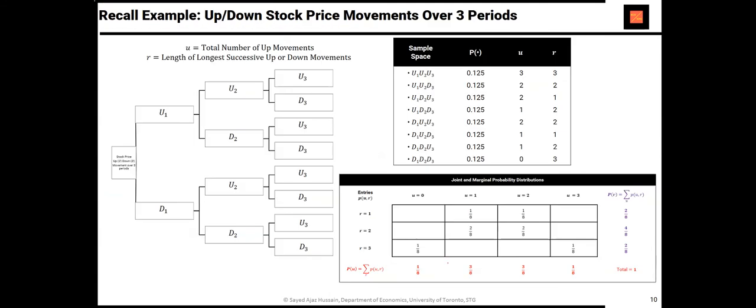Let's go back and do an example. Your good old up and down stock price movements. We know how to do expectation of U, up price movements. We know how to do expectation of R, length of longest successive run. Now let's do something more complicated. Let's find out the expectation of U plus R.